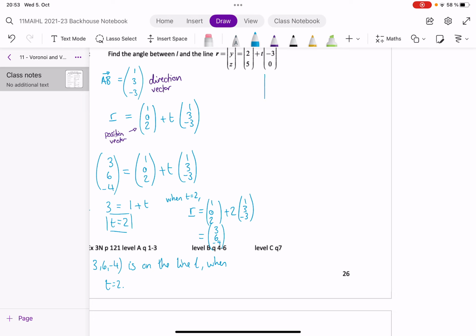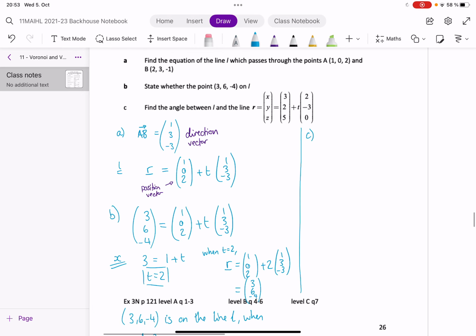Okay, last step that we're going to look at today is to find the angle between the line L and this new line. So if we're trying to find the angle between the lines, we know that we can use the scalar product for that. We could also use the vector product, but that's a lot more work. So let's stick with the scalar product.